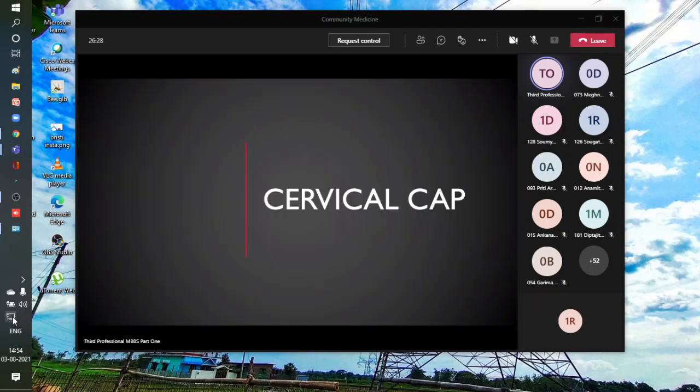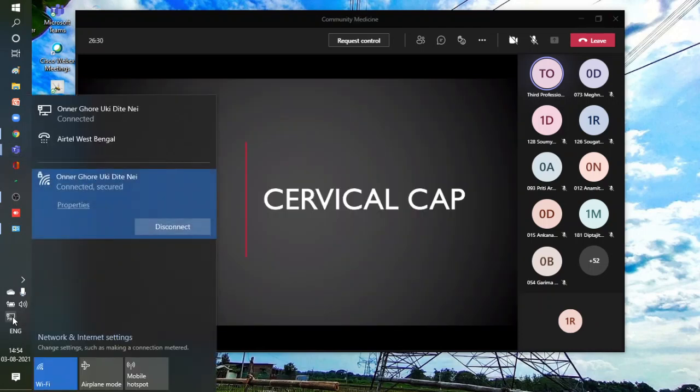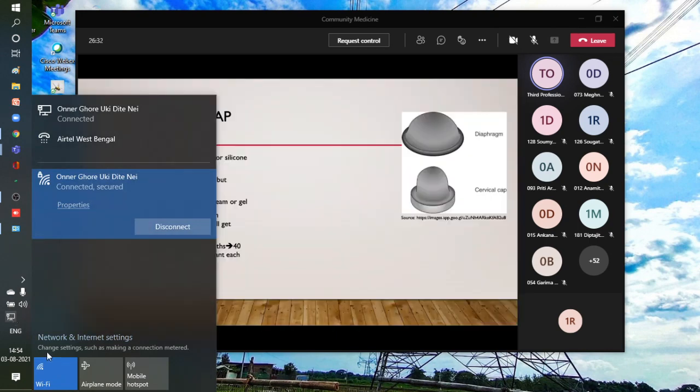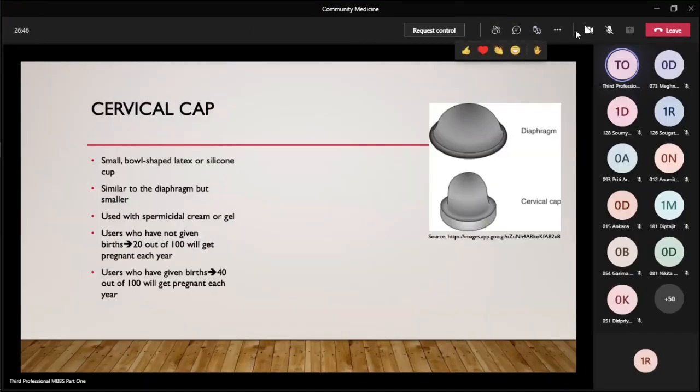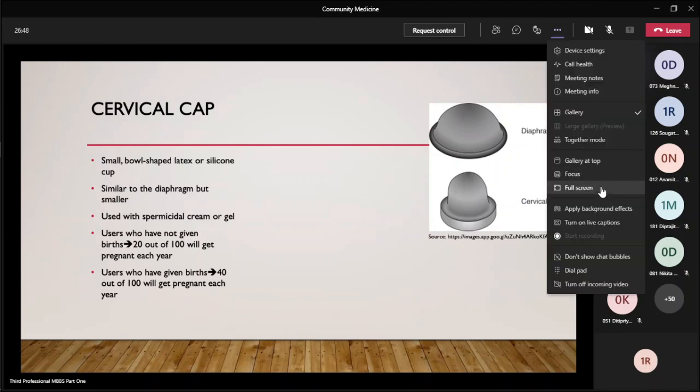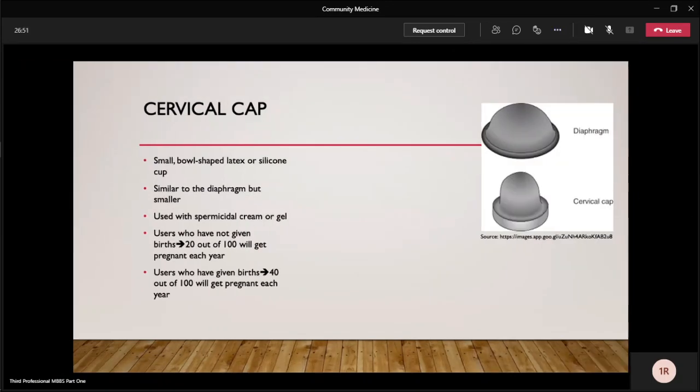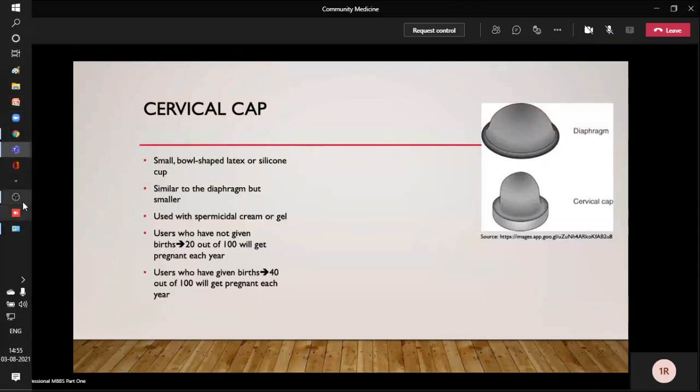Next is the cervical cap. A cervical cap is like a diaphragm, only its diameter is smaller. So small bowl-shaped latex or silicone cups are the cervical caps. It's similar to a diaphragm, but smaller, and used with spermicidal cream or gel. Among users who have not given birth, 20 out of 100 will get pregnant each year using this device.